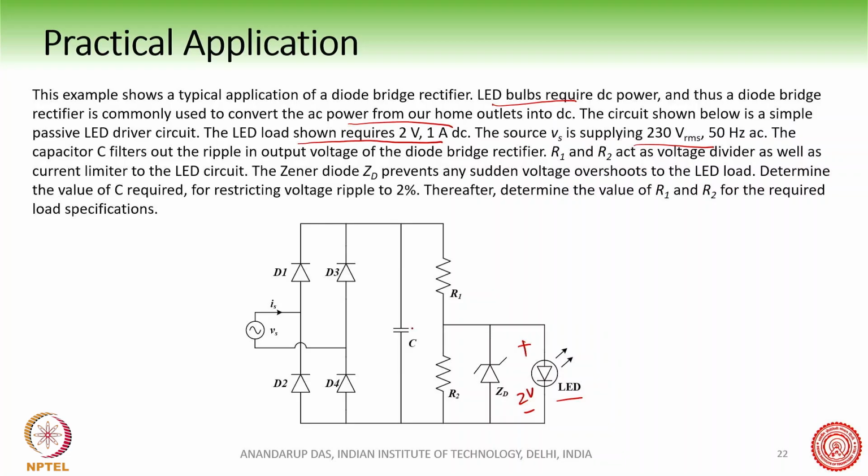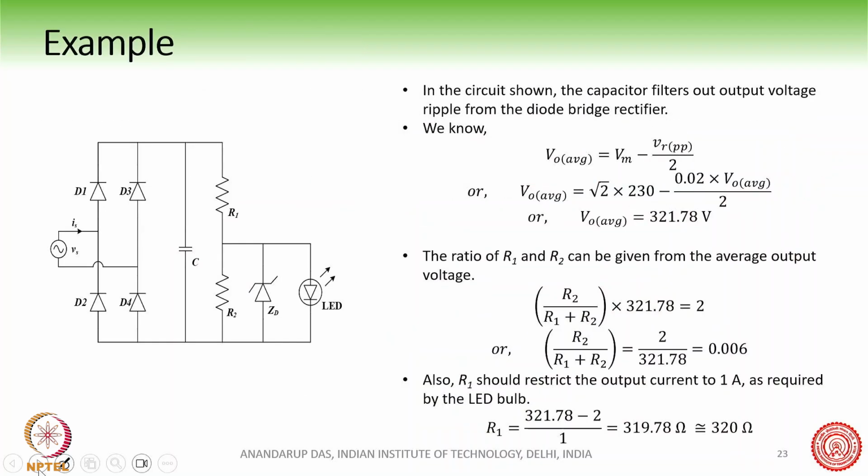Now we have used a capacitor filter and a voltage divider with R1 and R2, and then there is a Zener diode. The Zener diode prevents any sudden voltage overshoot to the LED. We can find out the values of capacitance required if the output voltage ripple is restricted to 2%, and what the values of R1 and R2 are.